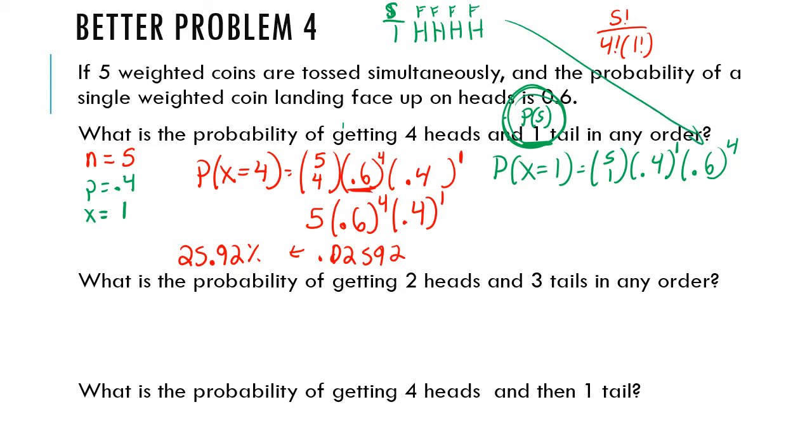When I calculate this out, when I do my binomial coefficient, once again, I'm going to get a 5 here. I'm going to get 0.4 to the 1st times 0.6 to the 4th. And once again, that calculates out exactly what we had before.